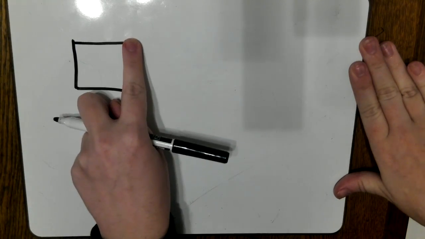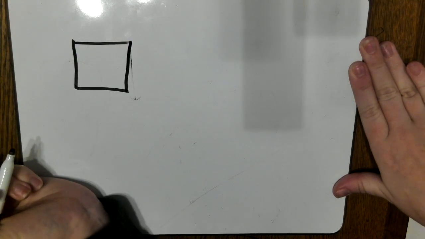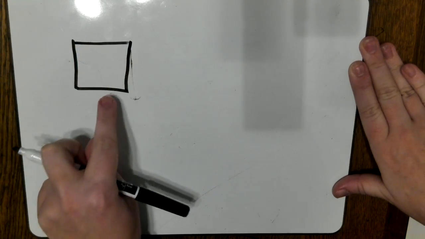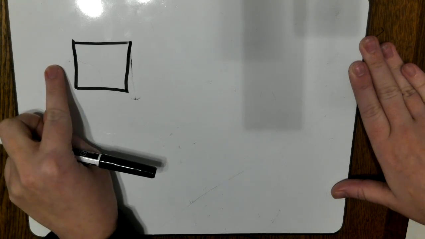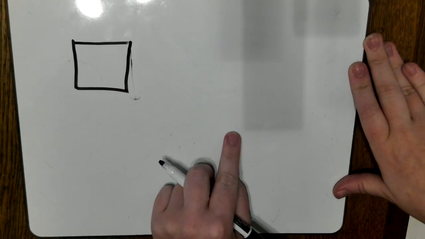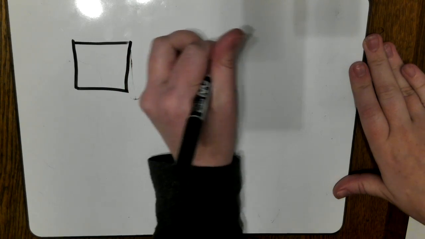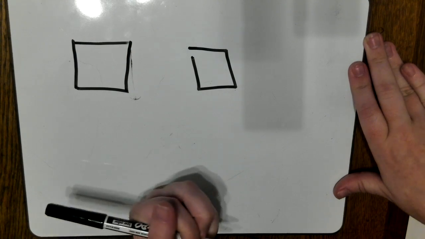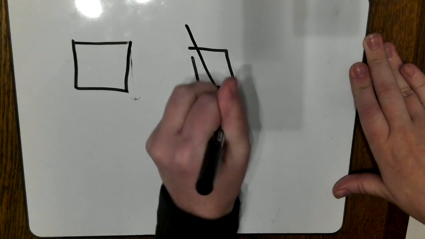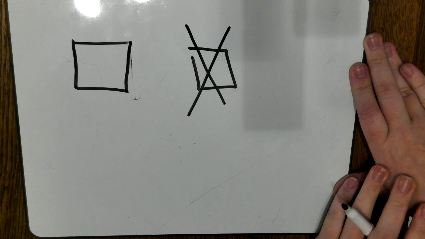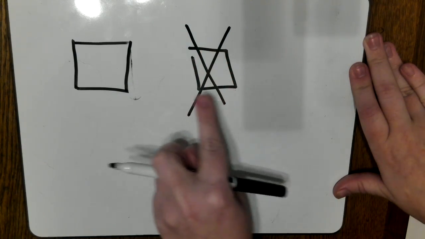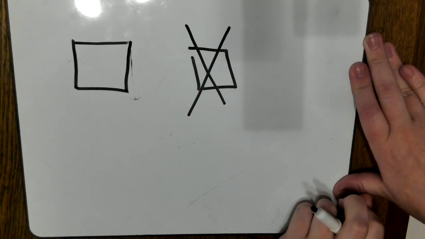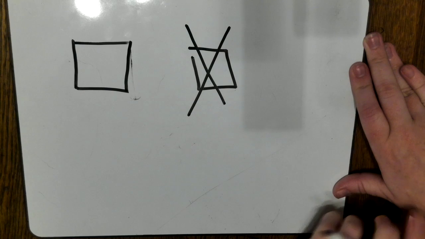This would be a polygon. It's flat. All sides are pretty much straight. And it's a closed figure. This would not be a polygon. It has straight sides, it's flat, but it's not a closed figure. There's a gap.